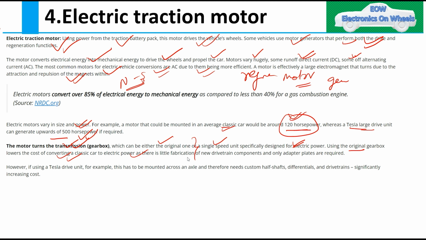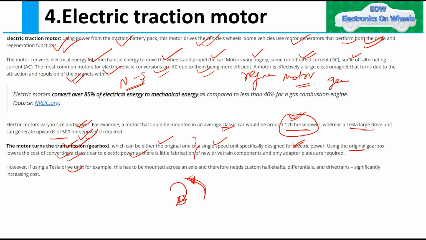Okay, and your reversing is also happening very easily here, because you just have to change the phase. If you change the phase, the motor direction will reverse. Suppose your motor is rotating clockwise, and if you change the phase, then your motor direction will be opposite. So reversing is very easy in this also.